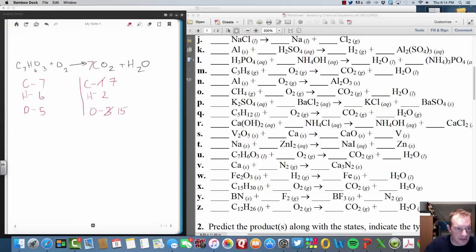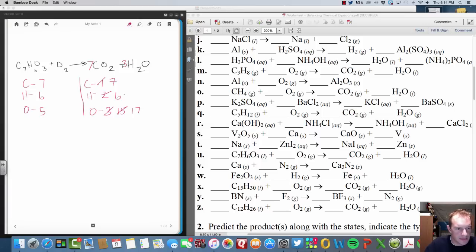Now we're going to balance our hydrogen. We can see that we have 6 here. We use a coefficient of 3 in front of the water right there. That's going to change our hydrogens to 6, since 3 H2Os includes 6 hydrogens. And then we want to count our total oxygens. We've got 7 times 2 is 14, plus 3 more is 15, 16, 17 oxygens.